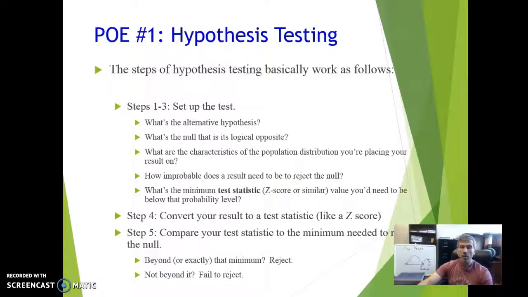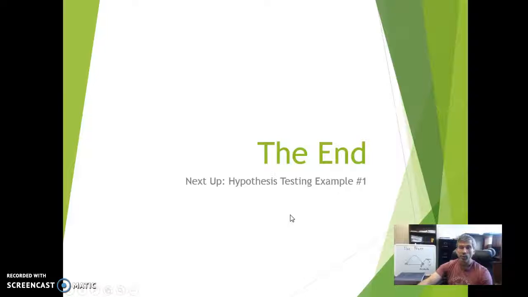Step 5, compare that test stat to the minimum test stat, the threshold, from step 3. And if it's beyond the minimum or exactly on it, you reject. If it's not beyond it, you fail to reject. So those are the 5 steps. Again, I'd recommend reviewing those a couple of times. Maybe put a little cheat sheet next to you for what those steps are.